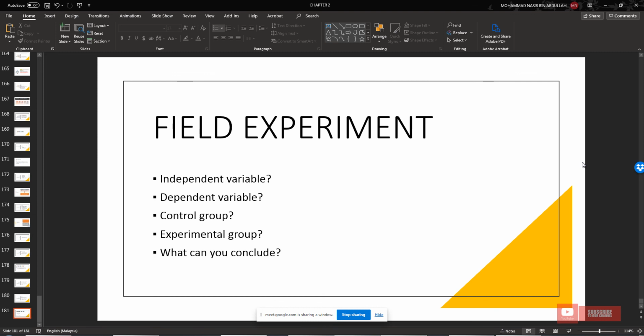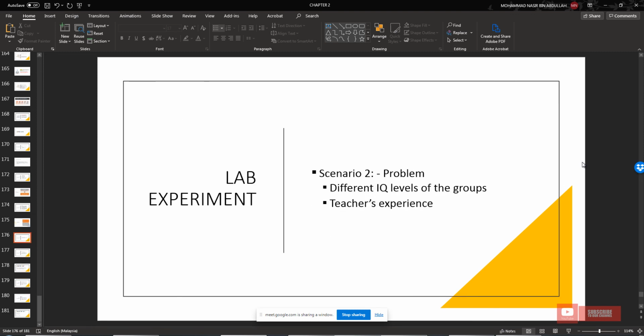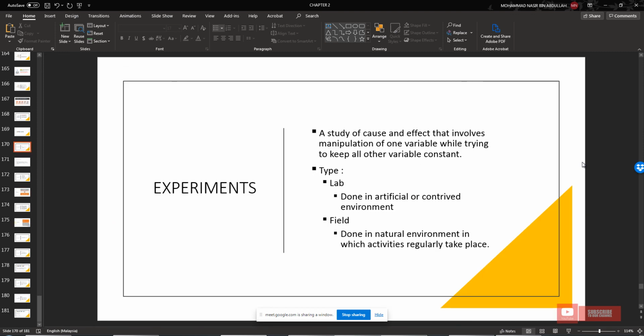So I think that's all for data collection. We already covered observation and interview, personal interview, and we also looked into face-to-face data collection in survey research, questionnaires, and we also looked into experiments, and in experiments we looked into lab experiments and field experiments, right? So I think that's all.